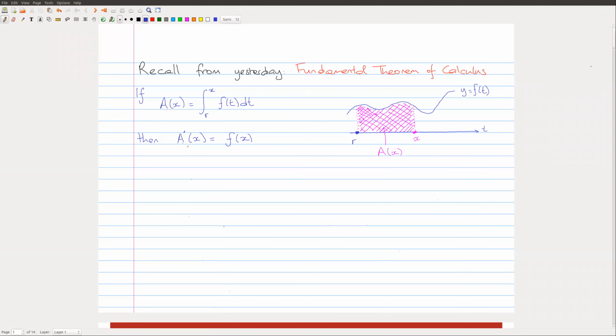So we're going to start by just recalling our main item from yesterday, which is the fundamental theorem of calculus. And here's a picture outlining the statement of it. So the setup basically is that we've got some function whose graph we're interested in. It's called f. So here's the graph of y graphed against t, which is the variable on the horizontal axis.